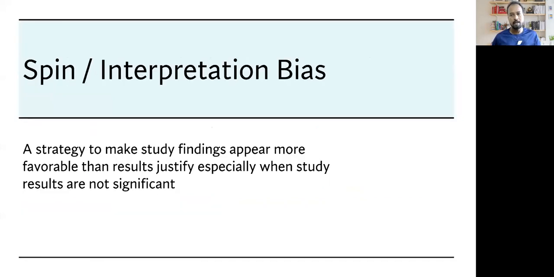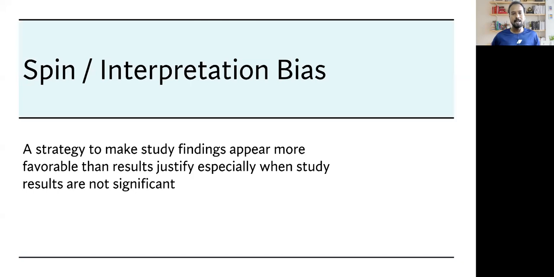Right. So what I mean by spin, or interpretation bias, is that sometimes authors use a reporting strategy to make the study findings appear more favorable than what the results are actually suggesting. This happens especially when the results are suggesting negative or no difference. They do it deliberately or without knowing, but nevertheless, this is a major problem when clinicians read this research and try to interpret it.